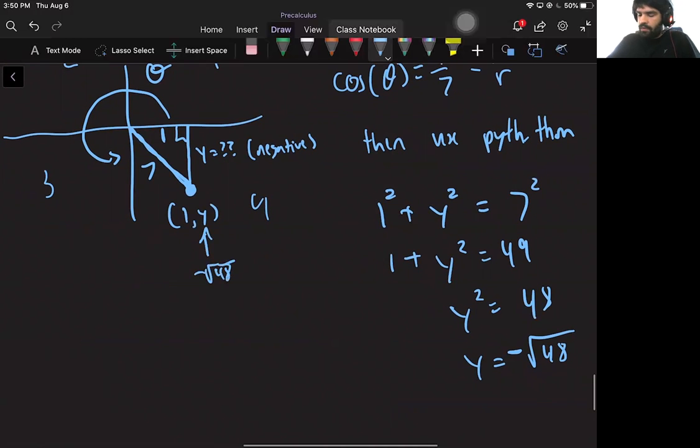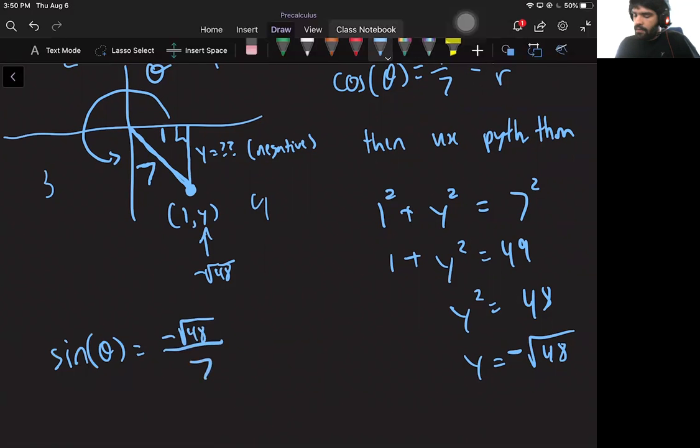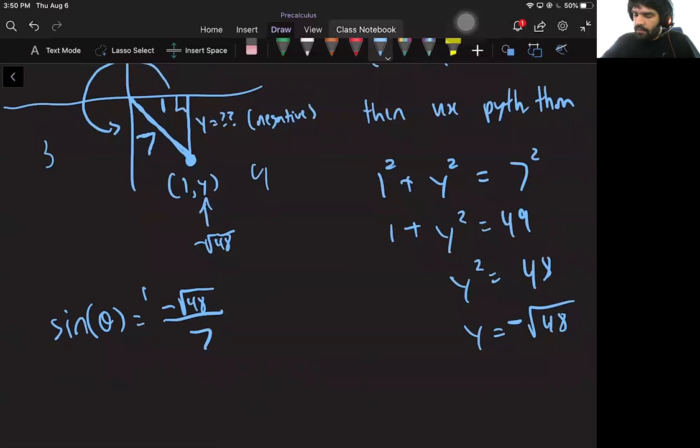So then how do I finish the question? Well, I'm not looking just for that y coordinate. I'm looking for what the sine value is at that angle. And it's not just the y coordinate, because I'm not on the unit circle, because the circle is radius 7. So in fact, it's the y coordinate divided by the radius. Okay, so that's the answer there.